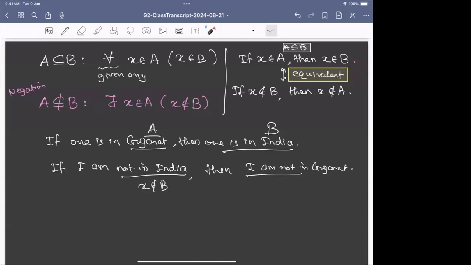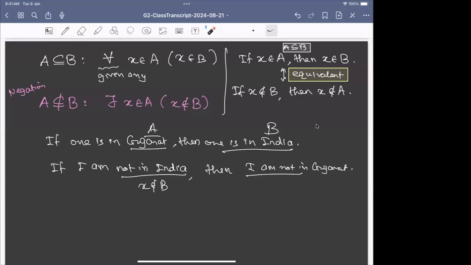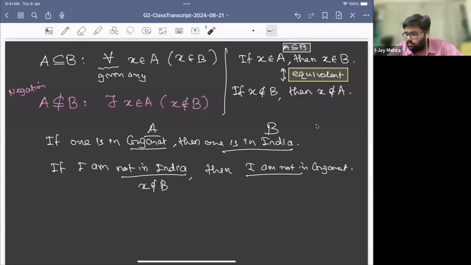Yes, Maharshi. Can I tell the answer? Yeah, what is the answer? Like negation of the statement is equal to the statement itself. We can use it here. No, we are not negating anything. I'm just saying that these two statements are equivalent.